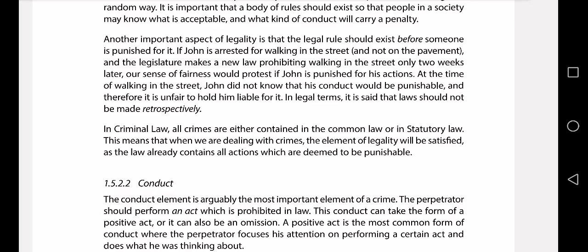In legal terms, it is said that laws should not be made retrospectively. In criminal law, all crimes are either contained in common law or in statutory law. This means that when we are dealing with crimes, the element of legality will be satisfied as the law already contains all actions which are deemed to be punishable.